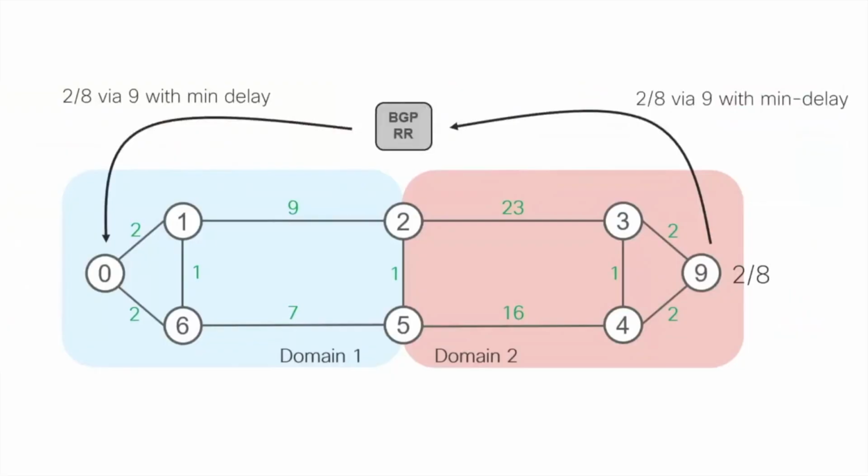My two domains, as I said before, are both running a common Flex Algo. The Flex Algo may be defined, in this example, to minimize the delay. The delay on the links is shown on the slides. And we can see from the service perspective, router number 9 is advertising a prefix 2/8 via next hop 9 with an intention to minimize the delay. And that BGP update arrives on router number 0.